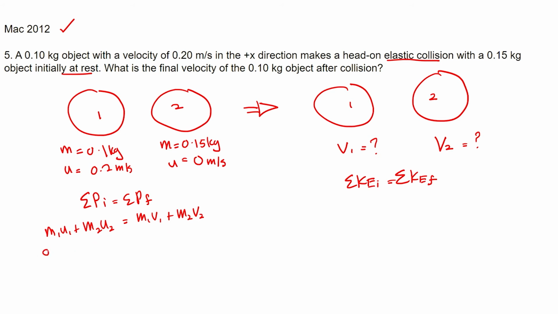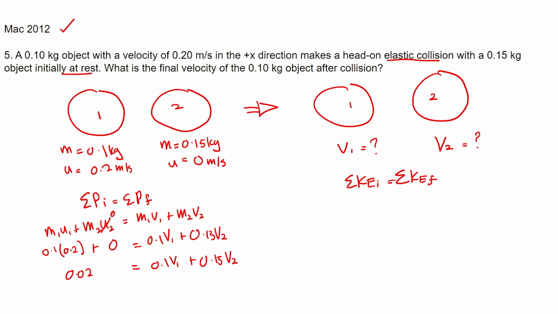So 0.1 times 0.2 plus, because u is 0, 0, equals M1 is 0.1 times V1 plus 0.15 V2. Then we expand and we get 0.02 equals 0.1 V1 plus 0.15 V2.